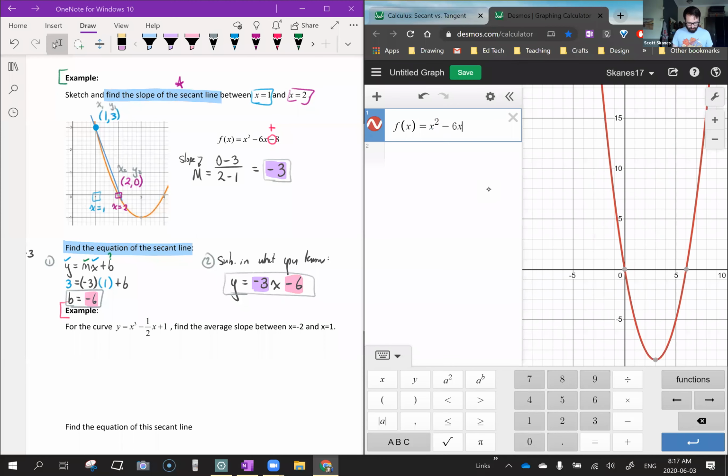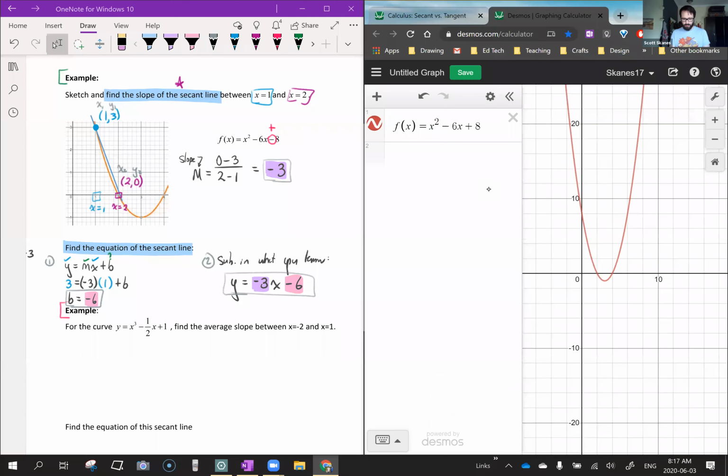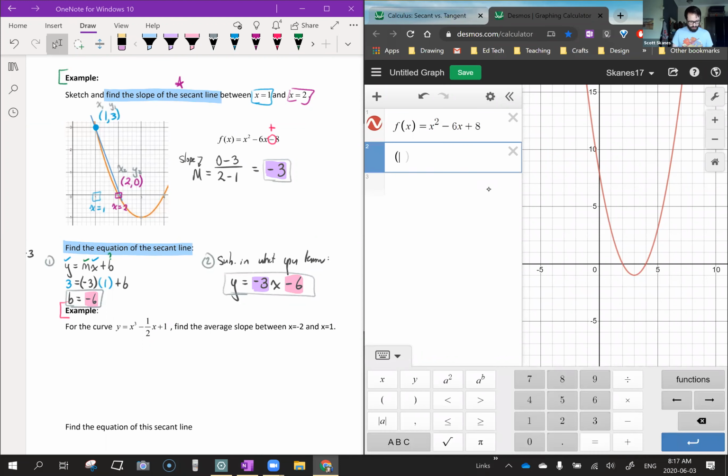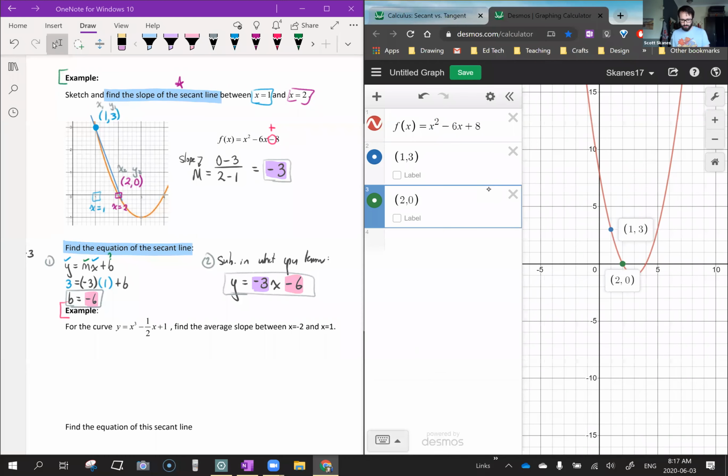Minus 6x plus 8. This is our function, okay? The reason I'm doing this, I just want to put the secant line that we found on it and see if it matches. So I'm going to put my points in. I know I had 1, 3. I know I had 2, 0. Those are my 2 points. You can see them here.